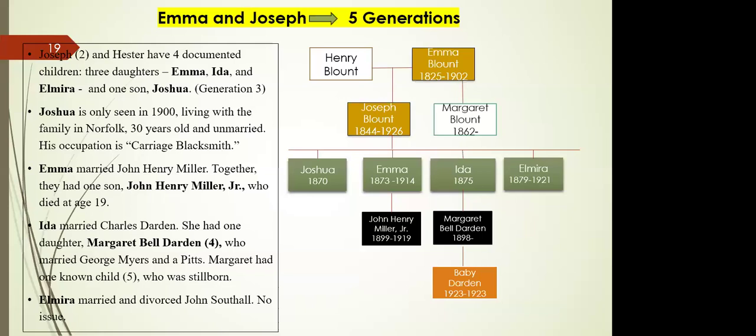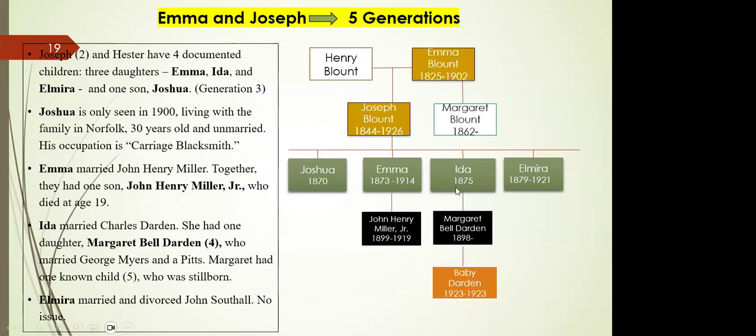Emma did marry. She married a John Henry Miller, and they had one son, John Henry Miller Jr. I was very excited when I found that out because I thought I was going to find a descendant line to come forward. But unfortunately, John Jr. died in 1919 during the Spanish flu pandemic, and he did not even see his 20th birthday.